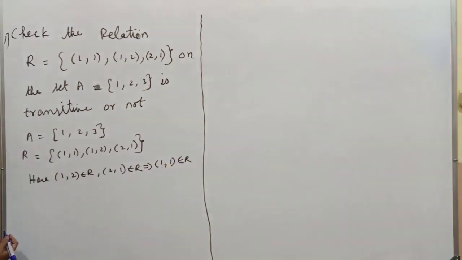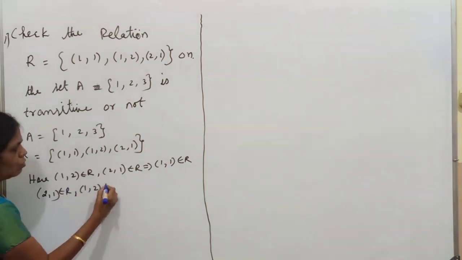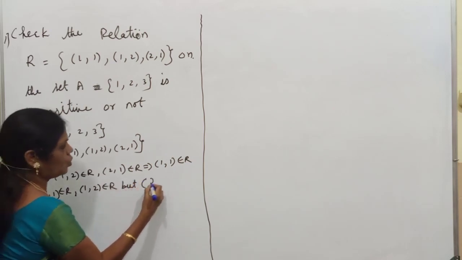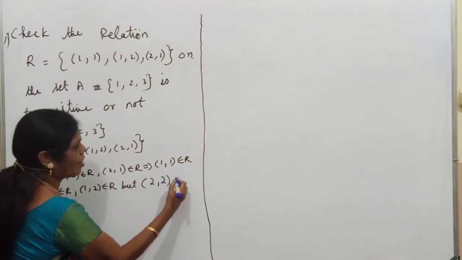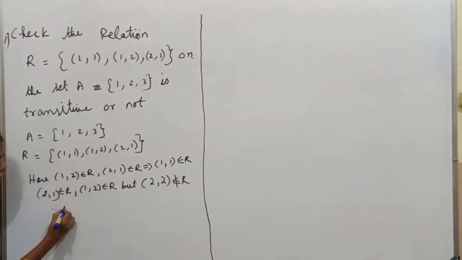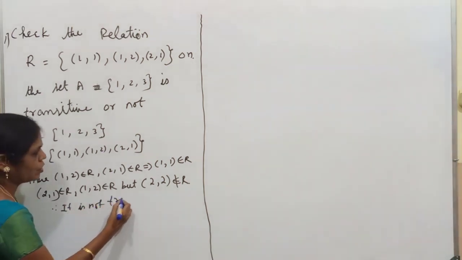Now we go in a reverse way. Suppose we take (2, 1) belongs to R and (1, 2) belongs to R, we can see that, but (2, 2) does not belong to R. So we have to check in reverse way also. Therefore, it is not transitive.